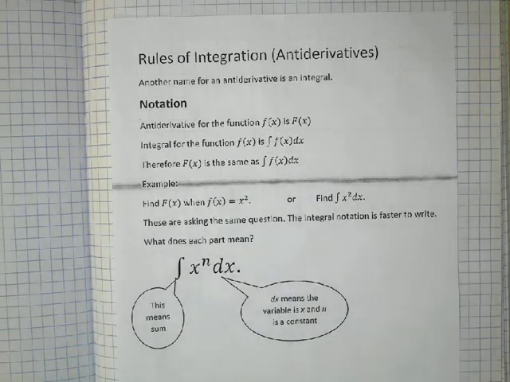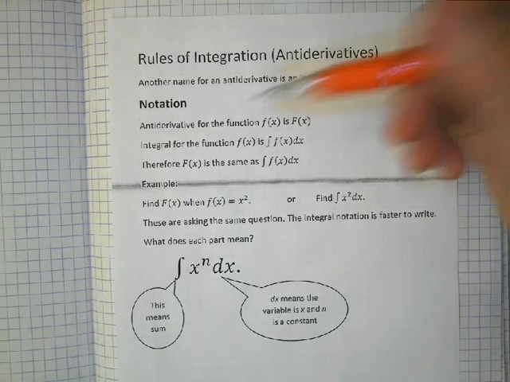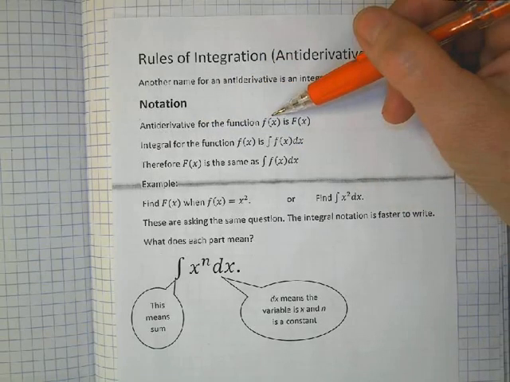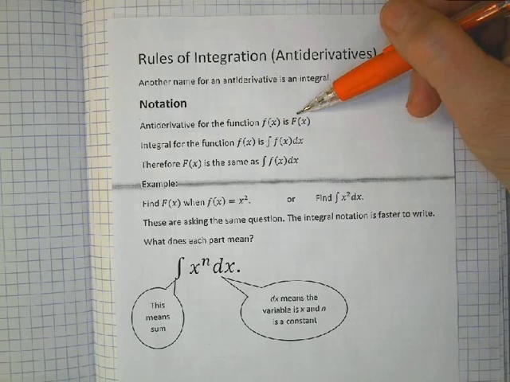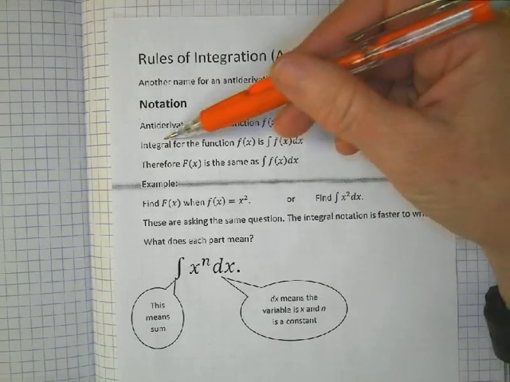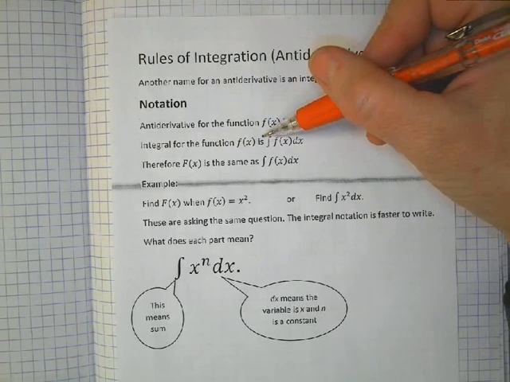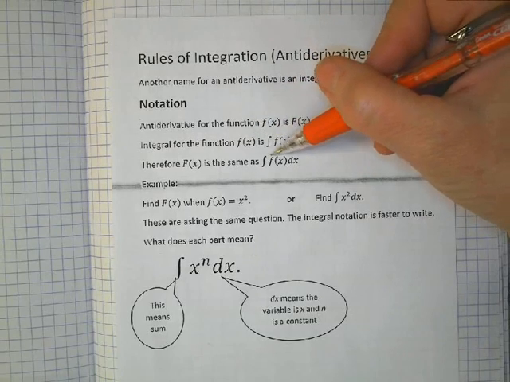Okay, here's our first notes on antiderivatives, also known as integration. These are the same thing, integration and antiderivatives. We're talking about the same thing. So notation. When we've been talking about antiderivatives, if I give you f of x, the antiderivative is capital F of x. In integral notation, if the function is f of x, the integral looks like this.